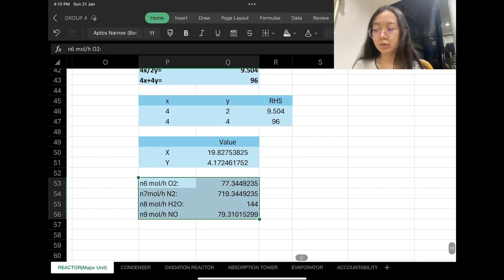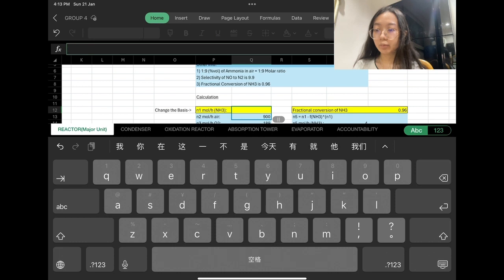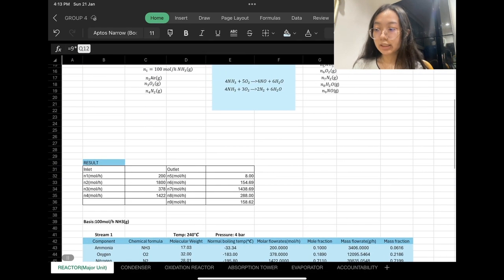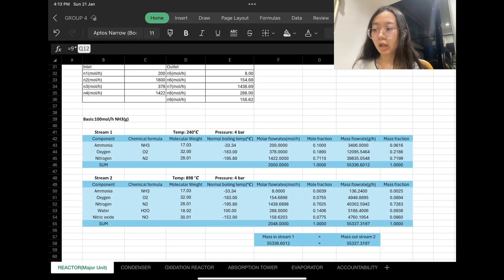And for your information, we can change the basis here to whatever you want. Then all the results here will automatically change as well. Not to forget, this is the information of all components in the stream 1 inlet stream and the stream 2 outlet stream here. After calculating the mass flow rate from the molar flow rate, the mass flow rate is balanced. So that's all for my part.